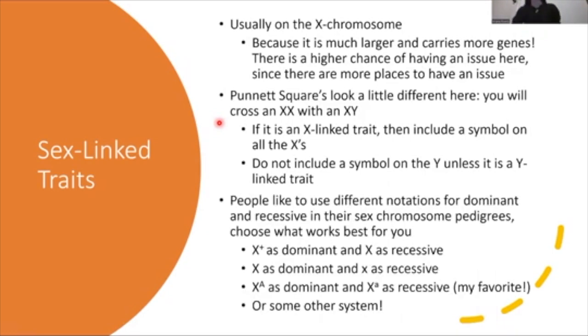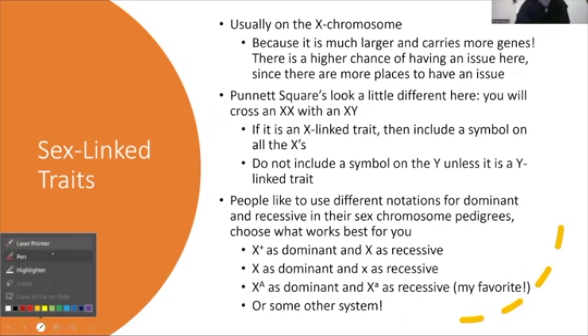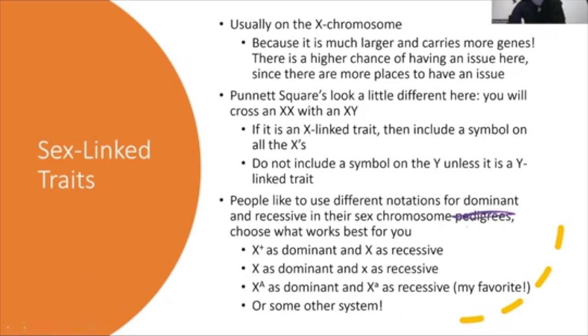People like to use different notations for dominant and recessive in their sex chromosome. That should not say pedigrees. I'm going to fix that. This should say Punnett square. Sorry. Choose what works best for you.